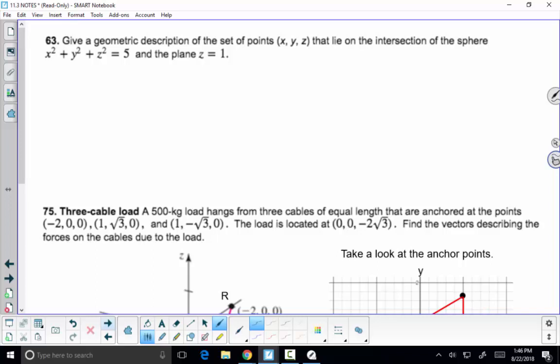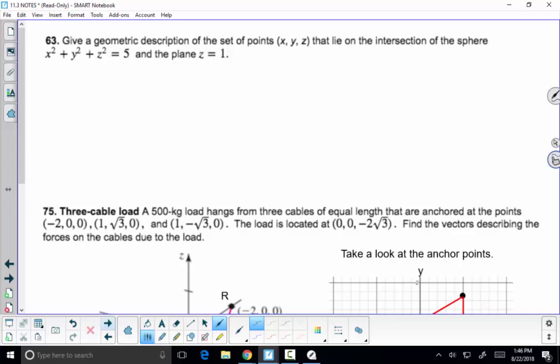Give a geometric description of the set of points that lie on the intersection of the sphere and the plane. So first off, what is that sphere? What's the radius? What's the center? Center is the origin, 0, 0, 0. Radius, square root of 5. Square root of 5 is more than 1. So we've got the sphere, and that plane definitely goes through the sphere. It's not above the sphere because 1 is less than root 5.